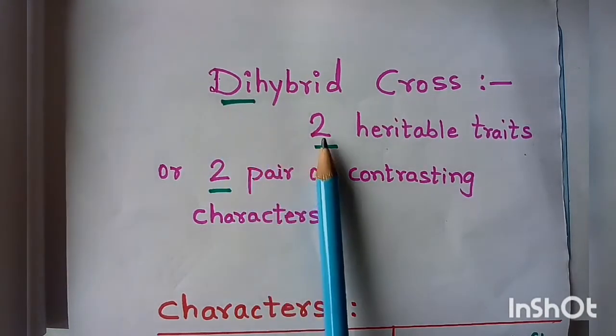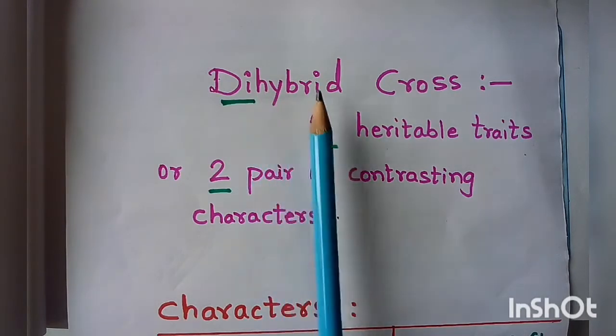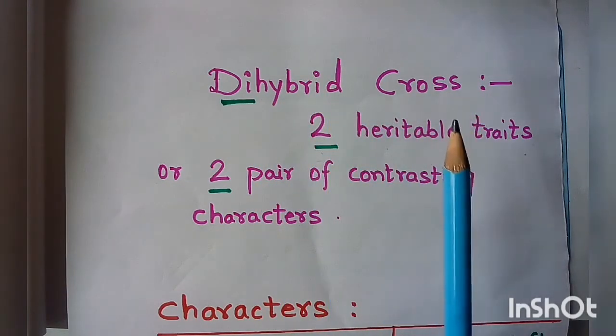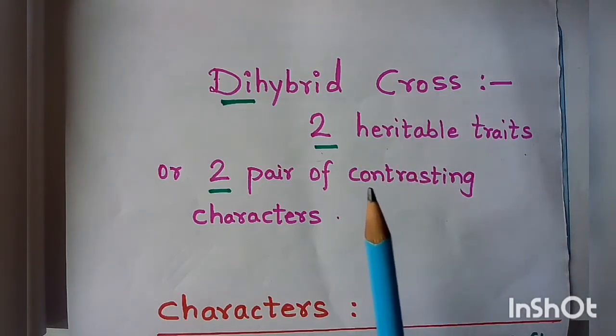Di means two. So always remember, whenever we are doing a dihybrid cross, that means two characters will be used. For a monohybrid cross, only one character is selected. That is the difference between monohybrid and dihybrid.